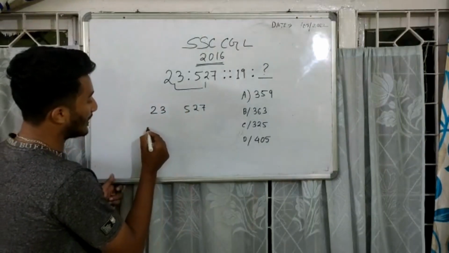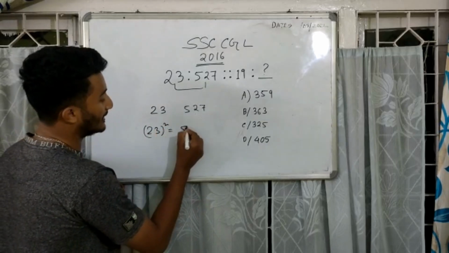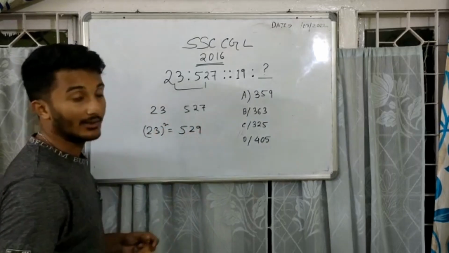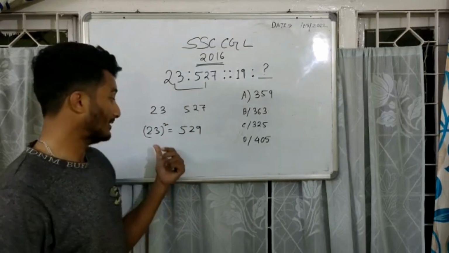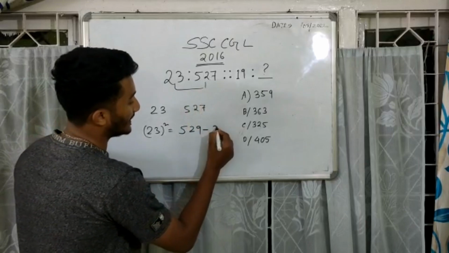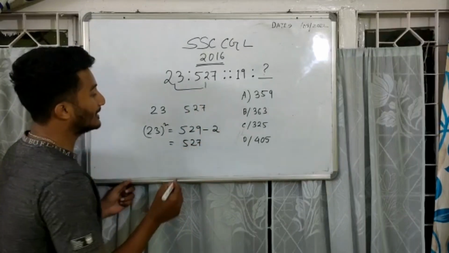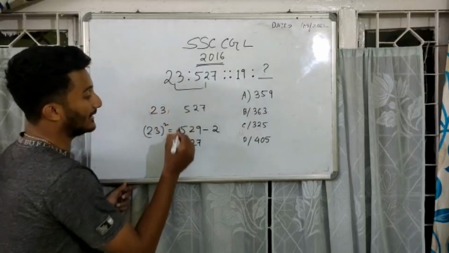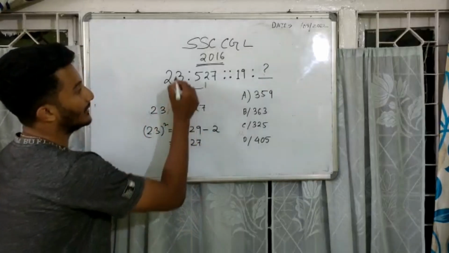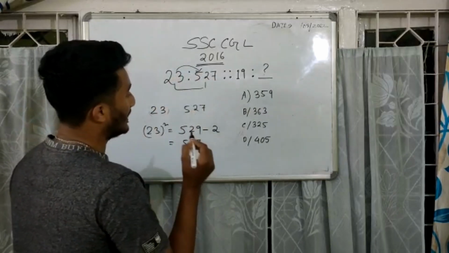If we do the square of 23, we know the square of 23 is 529. From 529 we can make it 527 by subtracting 2. So it becomes 527. Ultimately the relation is, whenever we square 23 and subtract 2 from it, we get 527. In a similar way we can find it for 19 as well.